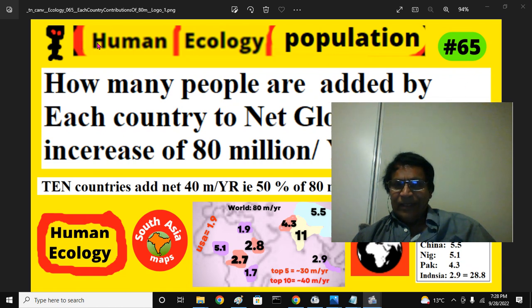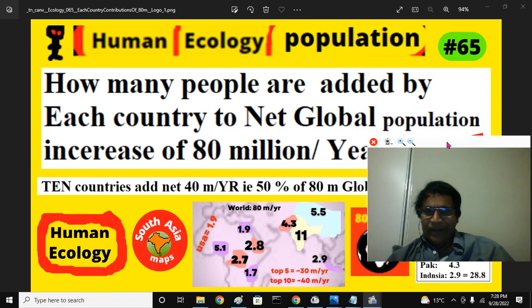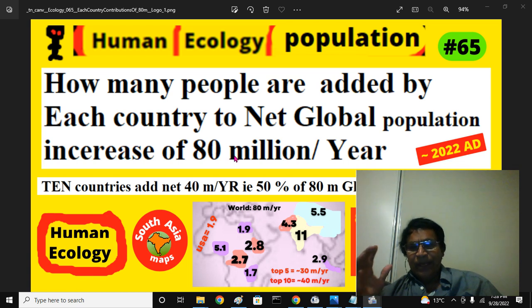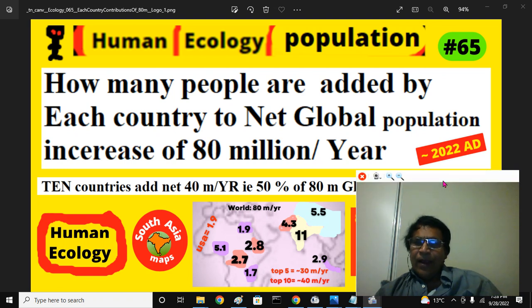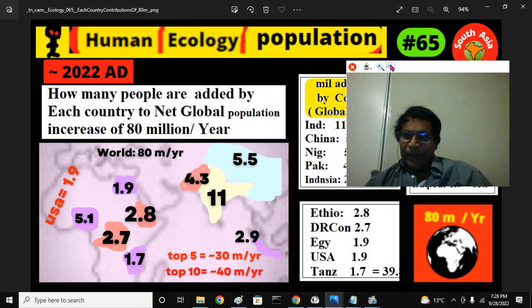This is human ecology, population subsection, part 65 of human ecology, that is the current discussion. The presentation is on how many people are added by each country to the net global population. Every year population increases by 80 million, that is net, after taking away the deaths. And what is the contribution of each country? We will be talking about the contribution of the top few countries on planet Earth. That is the present topic of discussion.